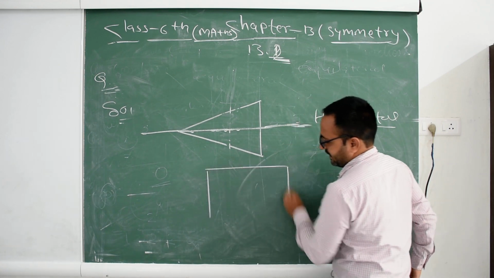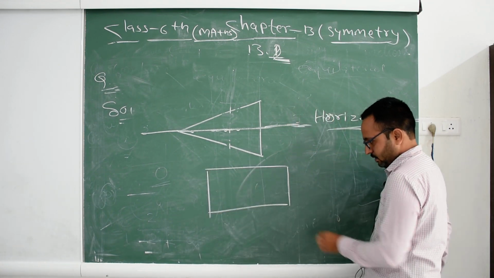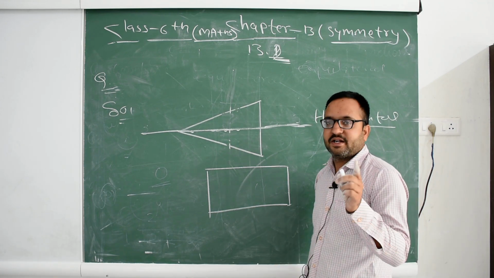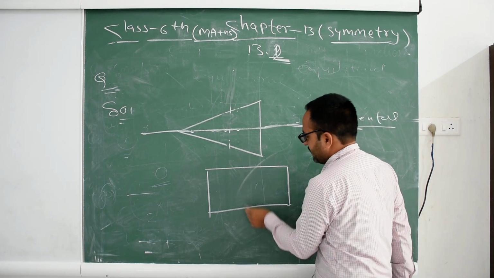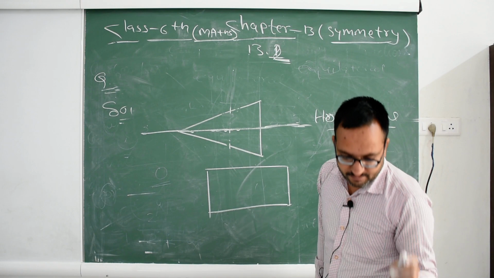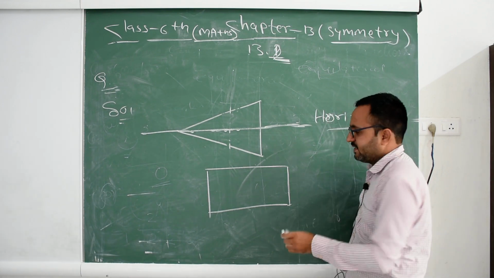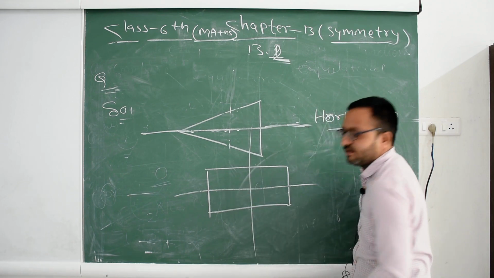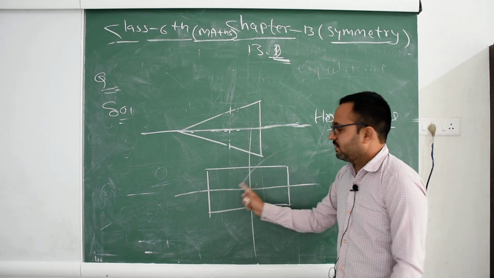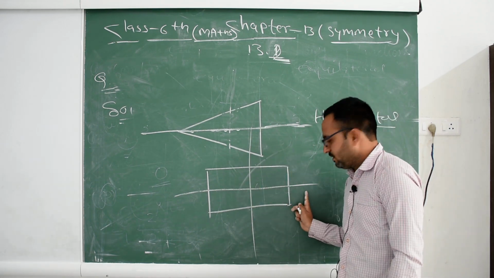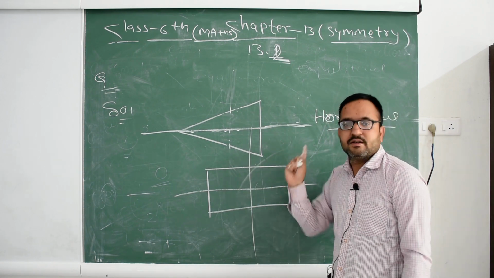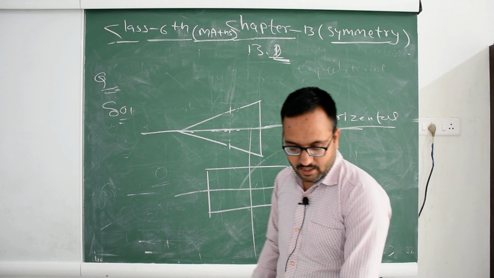So we drew a triangle, now we draw a quadrilateral, which has a minimum of 4 sides, so 1, 2, 3 and 4, and we put both horizontal and vertical lines. This is your horizontal line and this is your vertical line. Two lines of symmetry, one horizontal and one vertical, are possible in a rectangle.